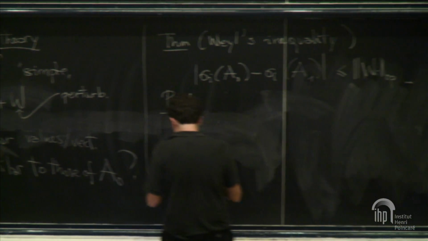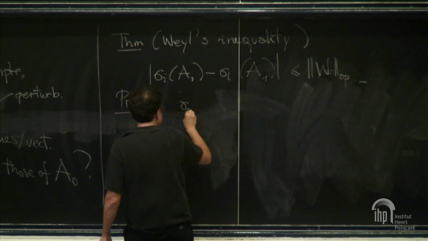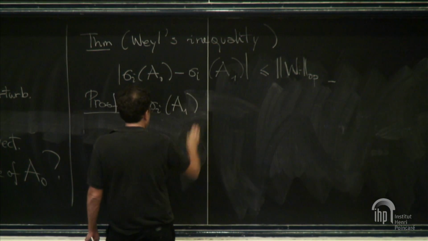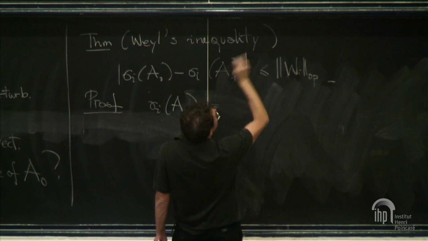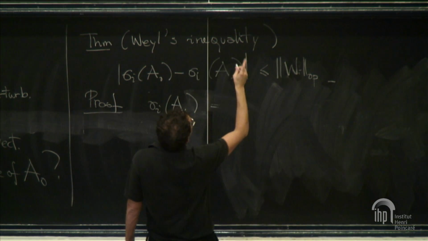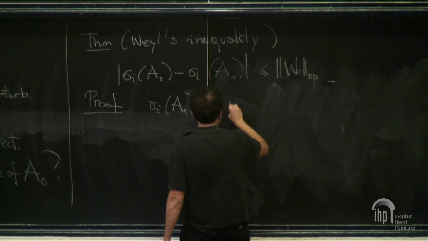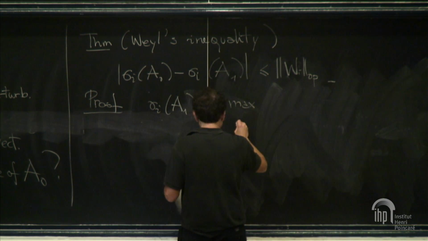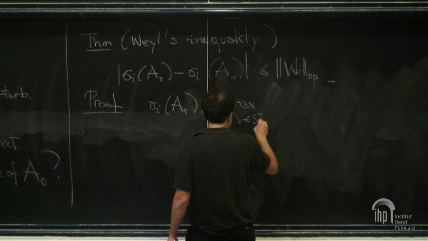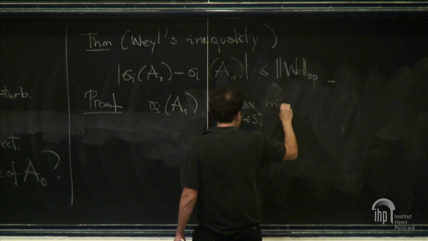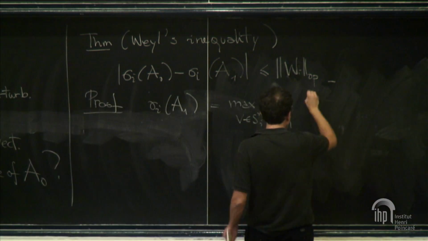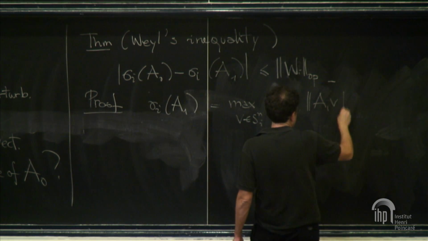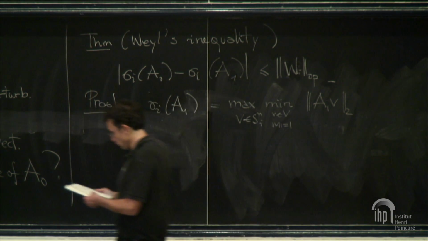Okay, so this is something that I can do with confidence. So you want this. It's just an exercise in using the variational principle. I'll write this as the max over V in S and I, mean over V in capital V of norm 1 of, what? Of A1 times V, of course. Okay, so this is what I wrote before.